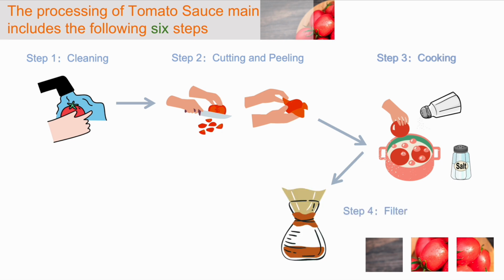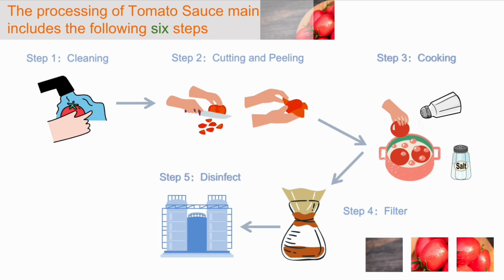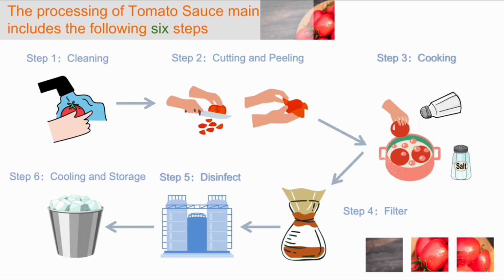Step 4. Strain the cooked tomato juice through a strainer to remove residue and impurities. Then it's sterilized. The filtered tomato juice is pasteurized to kill bacteria and extend its shelf life. The final step is cooling and storage. Cool the sterilized bottles to room temperature and store them in a cool place.